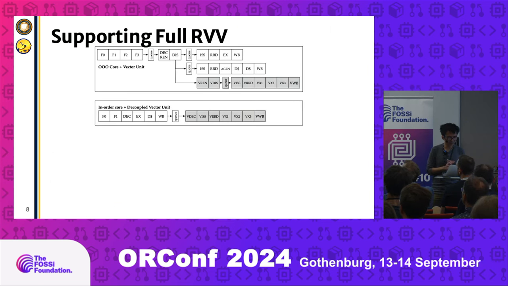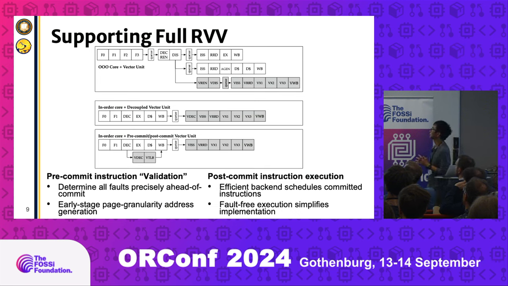So going briefly into how Saturn supports full RISC-V, just another point of comparison. A lot of existing vector units are designed either deeply integrated into the pipeline of an out-of-order core, as in the top pipeline diagram, or another pattern is you basically decouple the vector unit entirely and do everything related to vectors post-commit in a simpler core. So Saturn takes this hybrid approach where we do this sort of bifurcated execution where ahead of the commit point of the core, we're doing essentially pre-commit instruction validation where we're determining all the faults in the machine. We're doing early stage address translation, cracking vector instructions that access multiple pages into single page accesses. And then once we validate these instructions don't trap, we can pass the non-faulting instructions to the post-commit instruction execution backend. And given all of those instructions are committed and will no longer misspeculate, they can just execute down the machine and the backend scheduler can be a bit more efficient without having to deal with misspeculation.